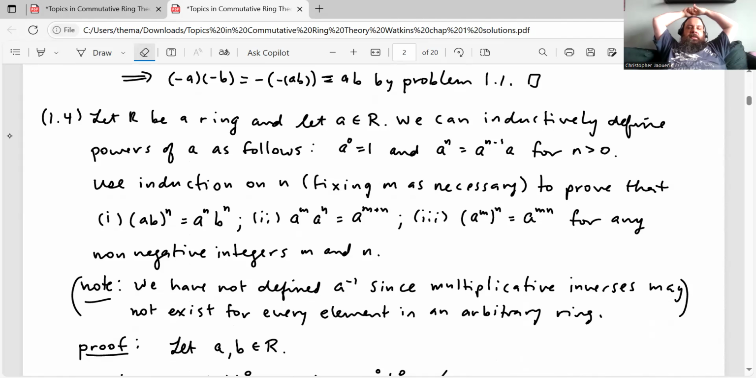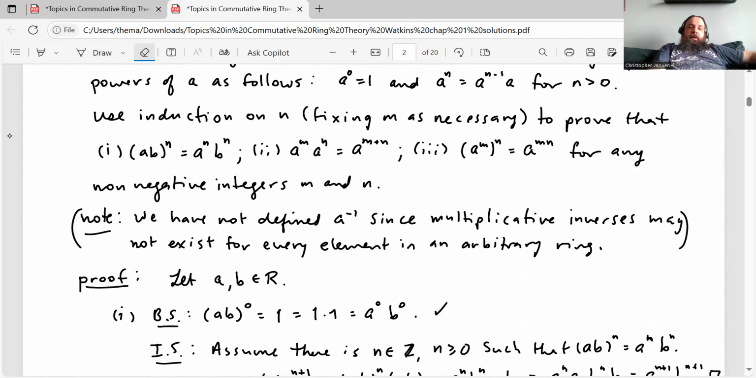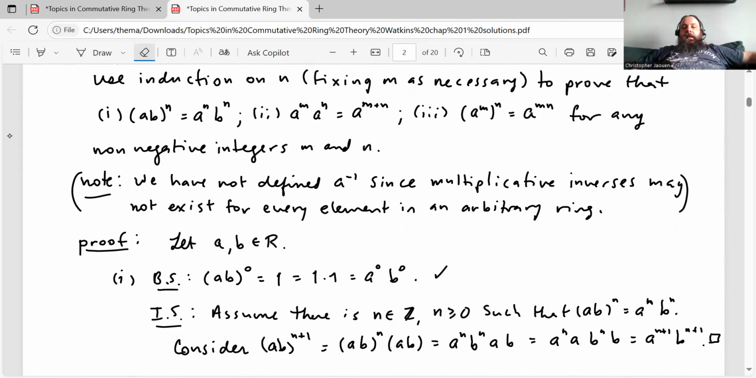Okay, so AB to the nth power is A to the n times B to the n. Then we also want to show A to the m times A to the n is equal to A to the m plus n, and A to the m to the n is A to the mn for any non-negative integers m and n. And then just a note, we haven't defined A inverse, which is the multiplicative inverse of an element A of a ring, since multiplicative inverses may not exist for every element in an arbitrary ring.